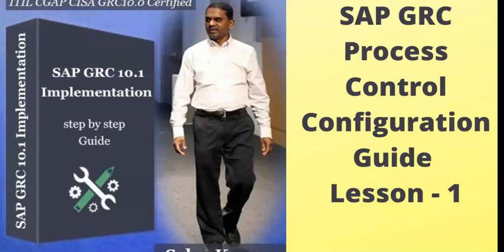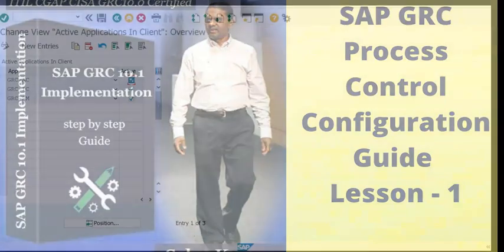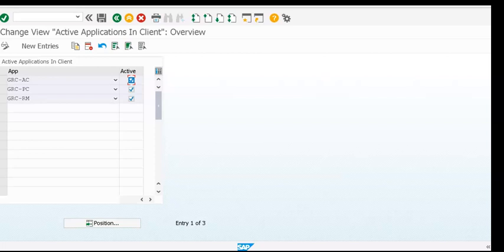So in this video, we are going to look at process control configuration. This will be the initial configuration when you start. The first configuration is basically you want to activate the GRC PC, and then if you want risk management, you want to activate this. This is the first step.